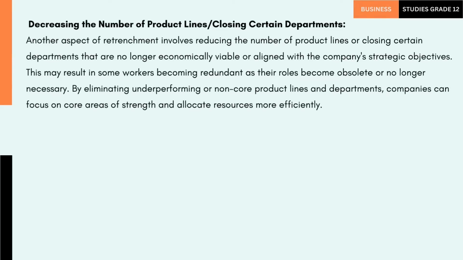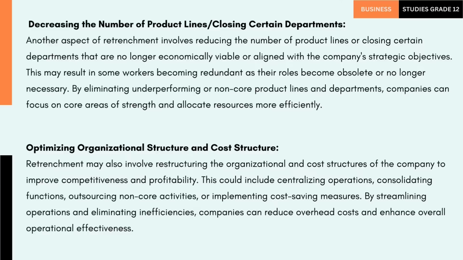B. Decreasing the number of product lines or closing certain departments. Another aspect of retrenchment involves reducing the number of product lines or closing certain departments that are no longer economically viable or aligned with the company's strategic objectives. This may result in some workers becoming redundant as their roles become obsolete or no longer necessary. By eliminating underperforming or non-core product lines and departments, companies can focus on core areas of strength and allocate resources more efficiently.